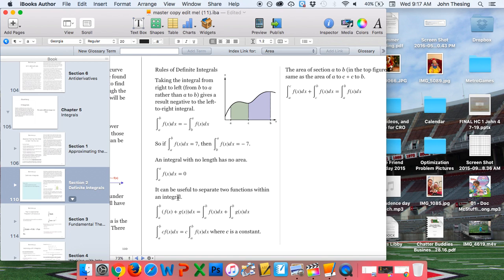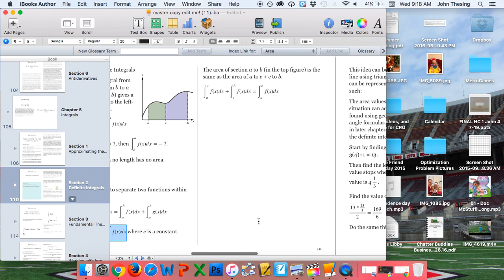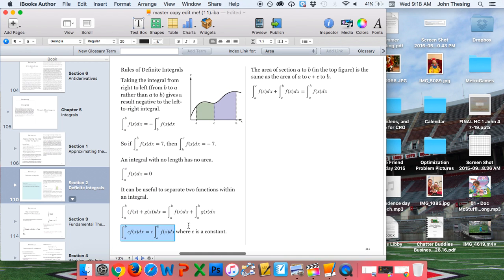Alright, it can be useful to separate two functions within an integral and add them separately. I know what you mean, but I just want to make sure it's crystal clear for people. You did a commentary for this guy, you did a commentary for this guy, you did a commentary for this guy. There's no commentary for this guy. So just add some commentary for him. Maybe something to the effect of, if you have a constant inside of an integral, you can pull the constant out.